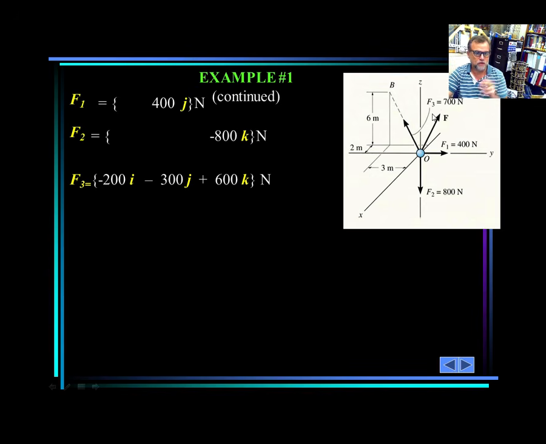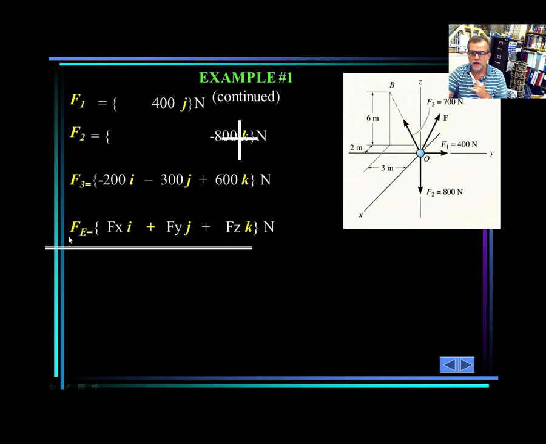But the force F, I know it has three components, x, y, and z. So that's how I'm going to write the force F: Fx i, Fy j, and Fz k. And the summation of these four forces has to be 0, 0, and 0. And I have my system of equations.